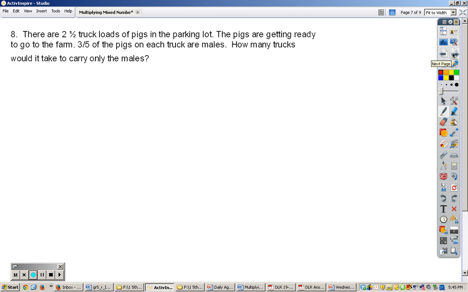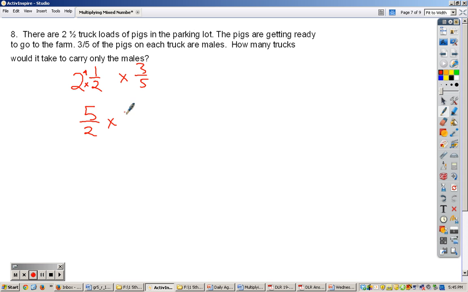I have 2 1/2. There are 2 1/2 truckloads of pigs in the parking lot. The pigs are getting ready to go to the farm. 3/5 of the pigs on each truck are males. How many trucks would it take to carry only the males? So I have to multiply 2 1/2 times 3/5. Find an improper fraction. 2 times 2 is 4, plus 1 is 5.